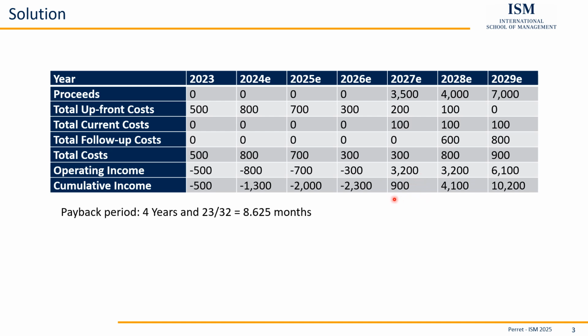So in practice, it looks like this: 4 years and 2,300 divided by 3,200, which is approximately 8.6 months. Well, so this is the total time it needs for me to break even with this product.